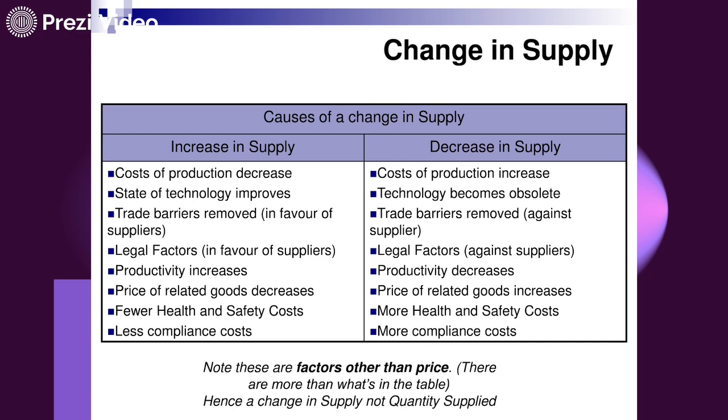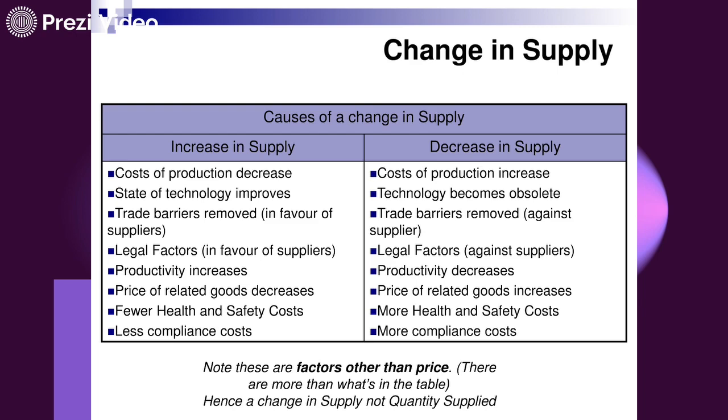So cost of production increases. That could be anything from maybe the workers' rate has gone up, so now I have to pay my workers more. So because my costs have increased, I'm going to decrease my supply. Technology becomes obsolete. So perhaps there was a particular piece of equipment that really helped me grow and farm my berries. If that goes obsolete and I can no longer do that, that's going to decrease my supply.